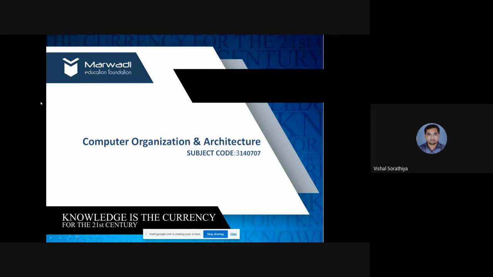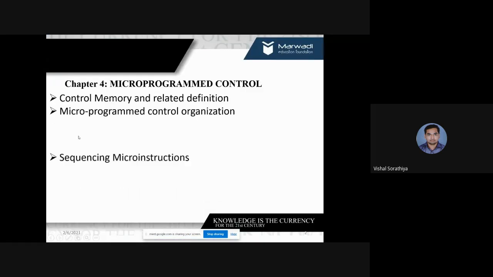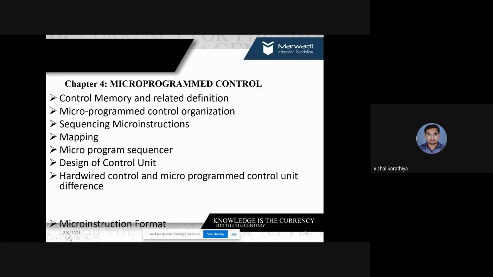In chapter number 4, the topic is micro program control. If you remember, when we designed a control unit in the second chapter, the base started with what the machine cycles are, what the control unit is, how the control unit works, and how control signals are generated. At that time we discussed the hardwired control system.